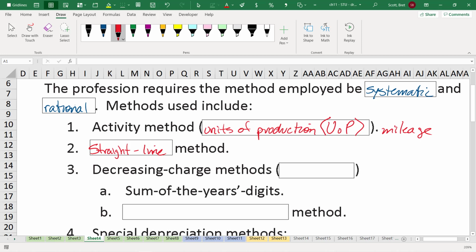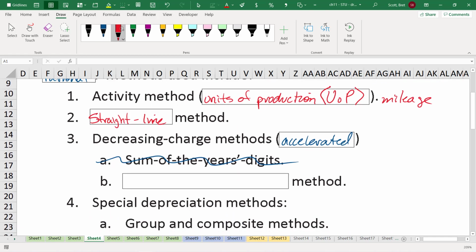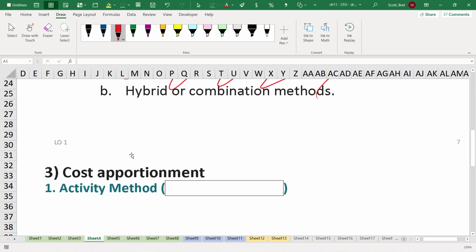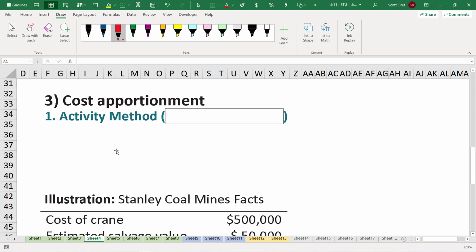There are some times when it's more appropriate to use a decreasing charge method or an accelerated method of depreciation. Sum of years digits is one of them. I don't want you to worry about that one. We're going to talk about the double declining balance method. And there are other special depreciation methods. We're going to just go ahead and ignore that as well. So let's talk about the first method of cost apportionment, the units of production.